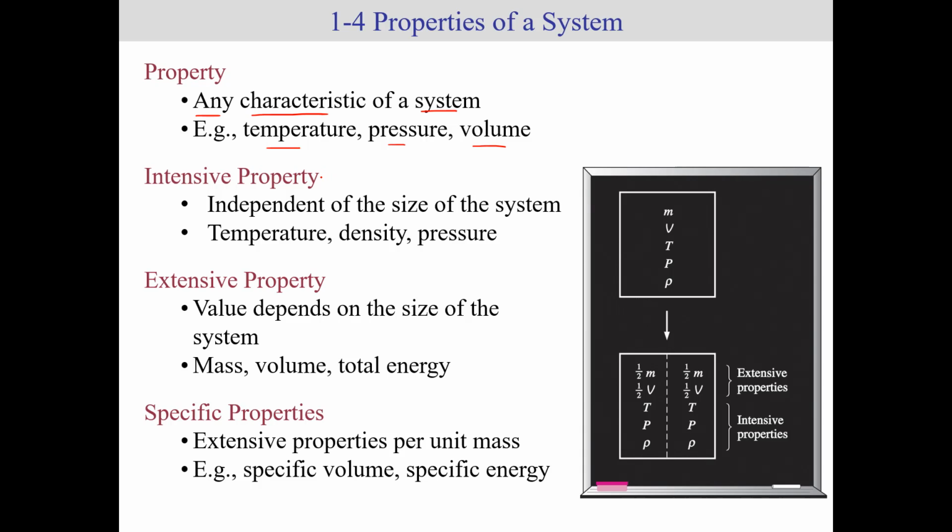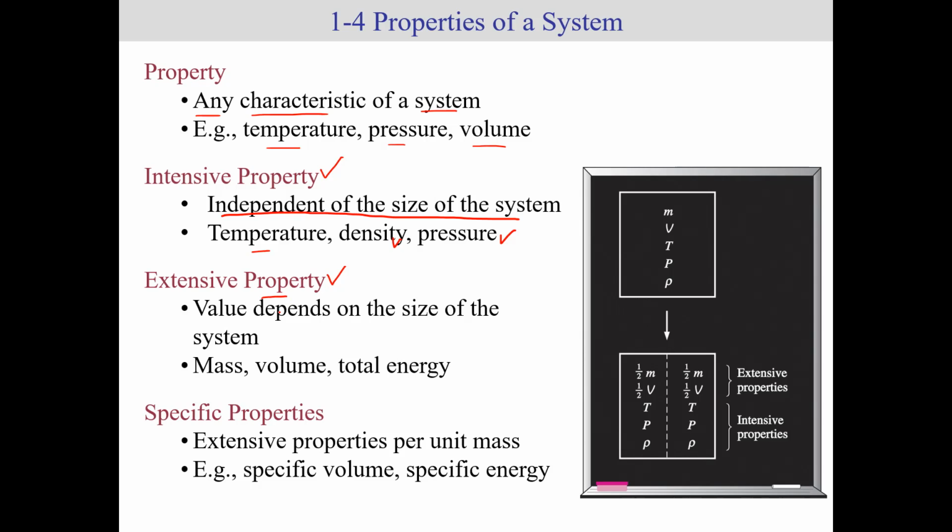There's two basic types of properties: intensive and extensive. An intensive property is independent of the size of the system. That basically means like temperature. If I have a piece of steel that weighs 100 pounds at 50 degrees, and another piece of steel that's 1,000 pounds and at 50 degrees, it doesn't matter how big it is, it's still 50 degrees. Density is the same thing, and pressure doesn't matter on the size either.